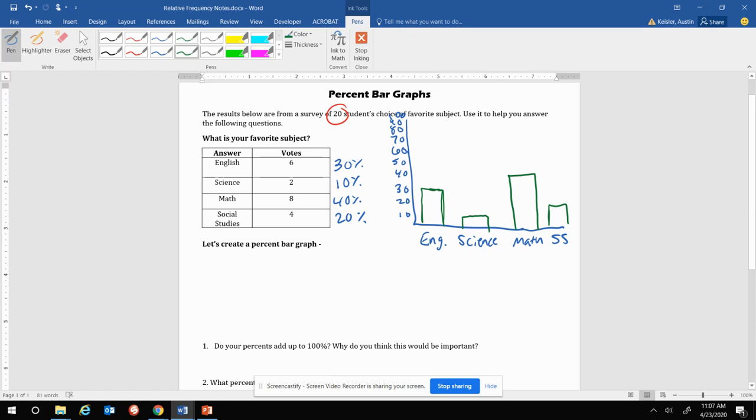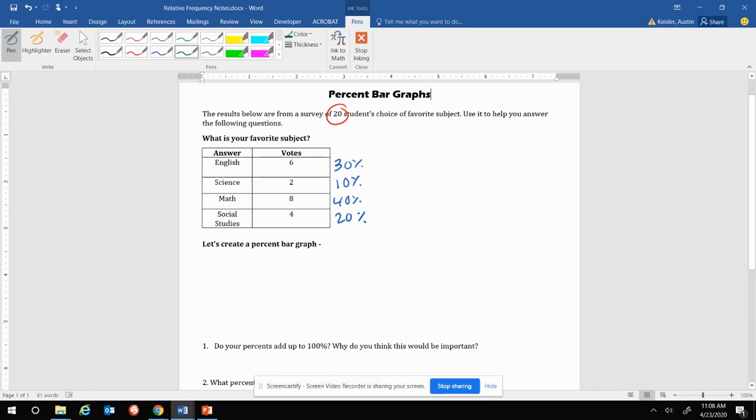So really your percent bar graph is just like a regular bar graph, but instead of having frequency over here, we've got percents over here on the left, on the vertical y-axis. If you want to come back and look at this, you might want to pause it. I'm going to erase this so I actually have room to create the other type of percent bar graph that we actually see a little more often. It's called a stacked percent bar graph.